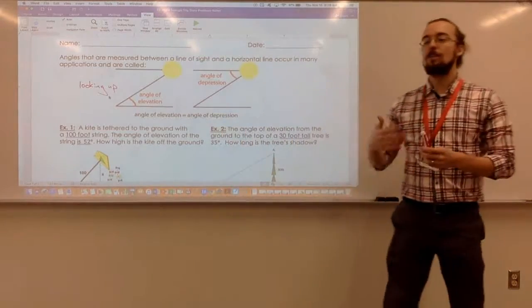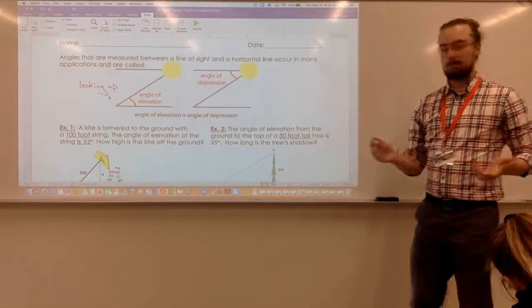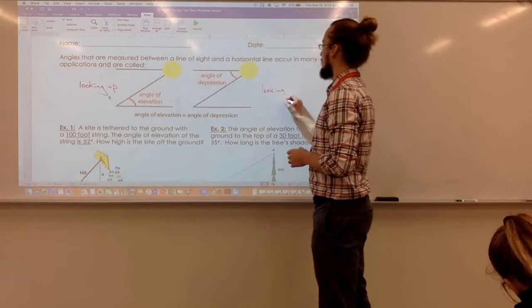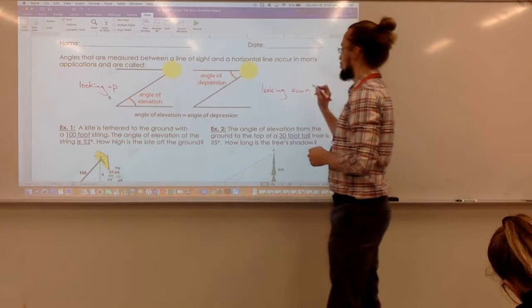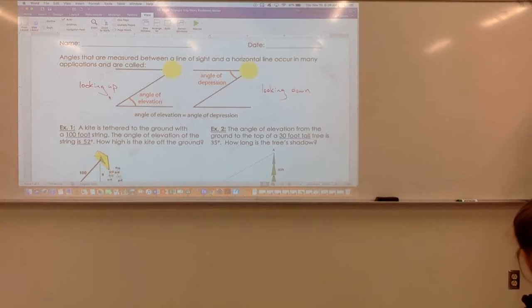Angle of depression, then, means I'm looking down on something. Angle of elevation just means I'm looking up, and angle of depression just means I'm looking down. Hopefully.